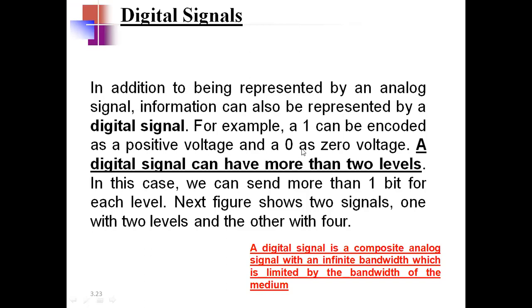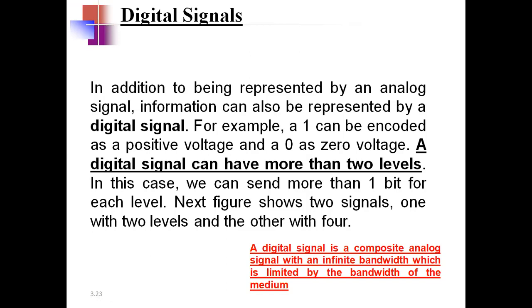In addition to being represented by an analog signal, information can also be represented by a digital signal. For example, 1 can be encoded as a positive voltage and 0 as a zero voltage. This is very simple. I believe in first year you must have studied this in electrical or electronics, like +5 the highest value, -5 the lowest value. So here we represent 1 and 0.